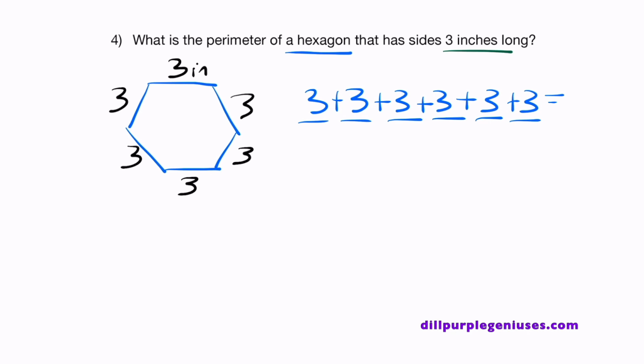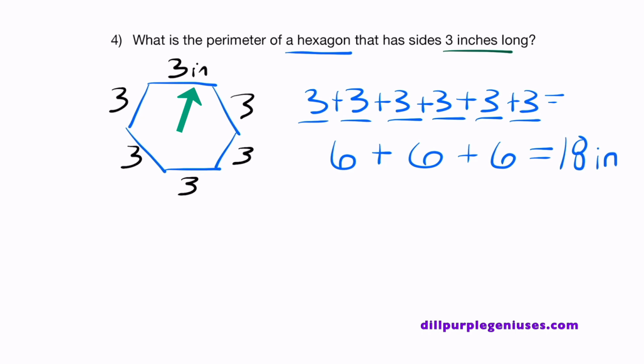We have 3 plus 3 equals 6. Then 3 plus 3, 6 again, plus 3 plus 3 equals 6. If we add 6 plus 6 plus 6, this will equal 18. And the measure of distance here is inches. So the perimeter of this hexagon is 18 inches. Well, this is the first way we can solve this.